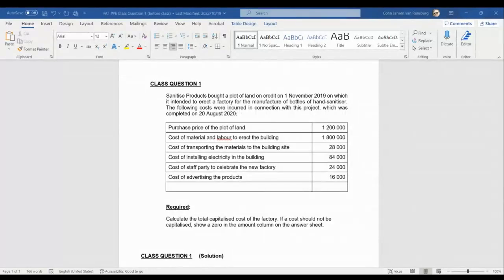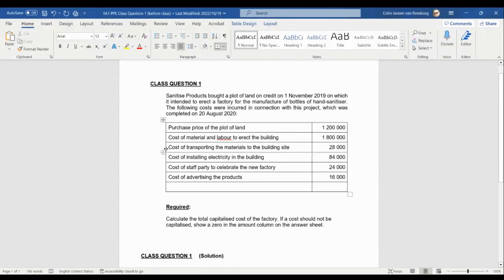Either way, ladies and gentlemen, whichever way you argue, it is going to be a directly attributable cost. You can either say that because you are transporting the materials to the building site, it plays a significant role in where the materials are, not necessarily the factory building. But you could also argue that it plays a significant role in the condition of the factory building, because if the materials are not there, then the factory cannot be constructed. So either way, it's going to be a directly attributable cost. So we can go and copy that.